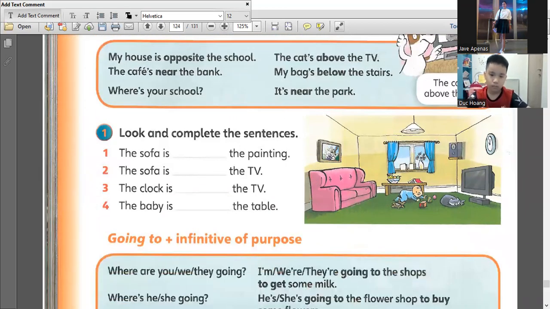Okay, so that is for the prepositions. Okay, do you have any questions? Yeah, good. Okay, it seems that you understand what it is all about.